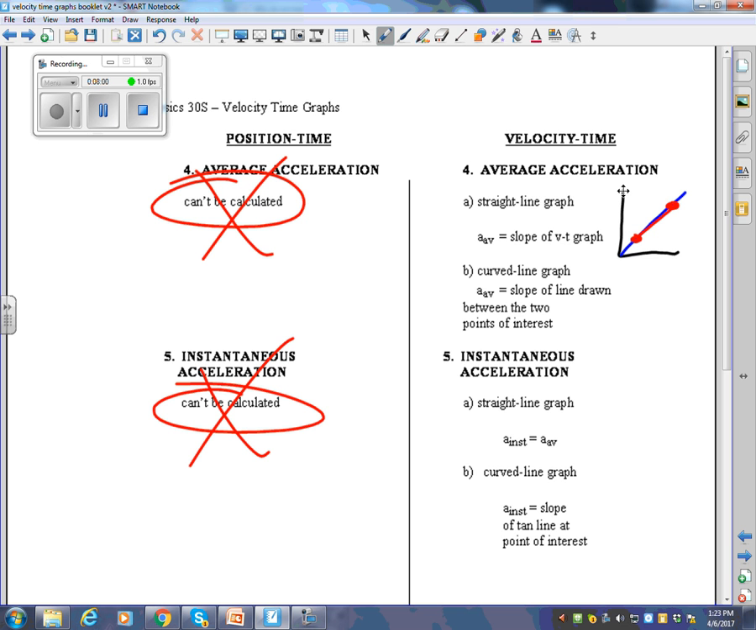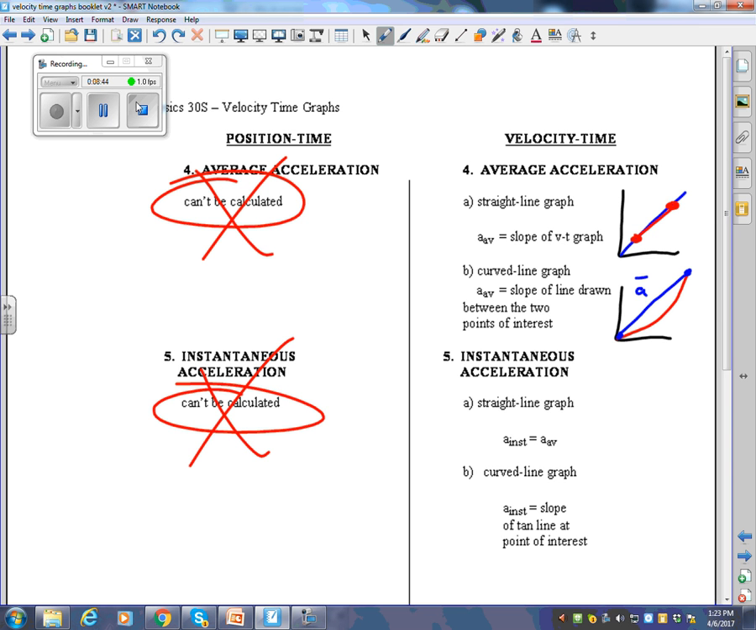If you have a velocity time graph and you're asked to find average acceleration and it's a curved line, average acceleration, draw a line between those 2 points and find the slope. That's why I'm doing it up here. So is the line straight or is it curved? Kurt. Curved. Draw it. So, simple as that.